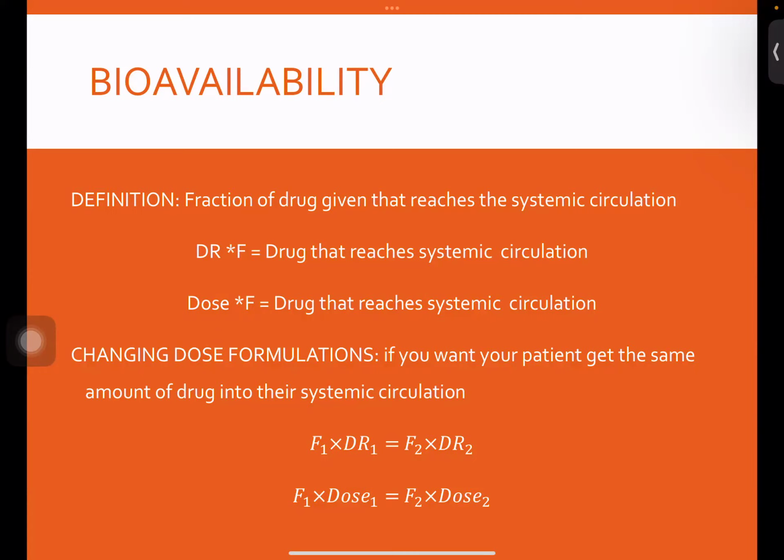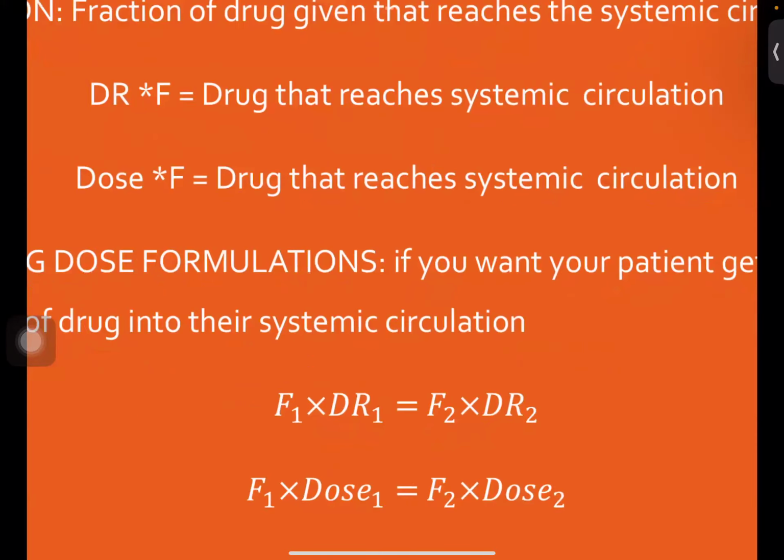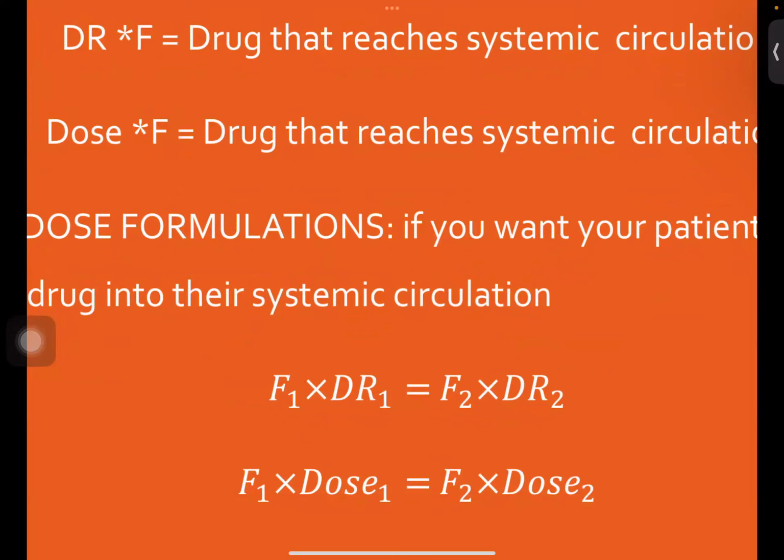Now, this is something you'll be asked to do a lot if you practice pharmacy, especially in a hospital. If you want your patient to get the same amount of drug in the systemic circulation, you have to set what's going to actually make it into the systemic circulation equal to each other. So bioavailability of your formulation 1 times the dose rate that you're going to give of that first formulation is equal to the bioavailability of your second formulation times its dose rate. You got to set those equal in order to get equivalent amounts into the systemic circulation, right?